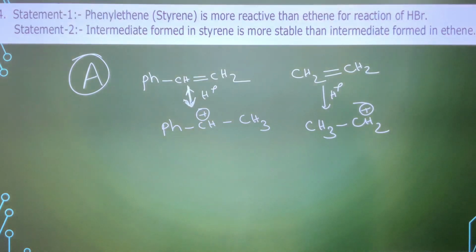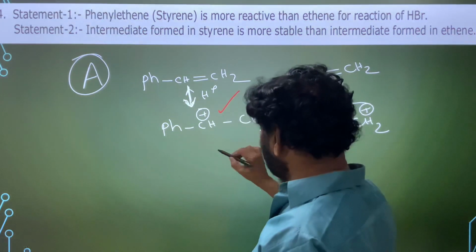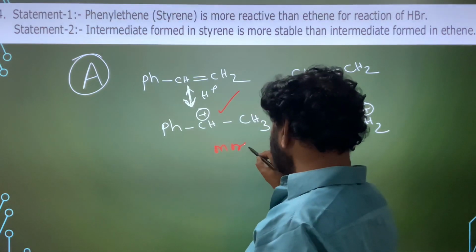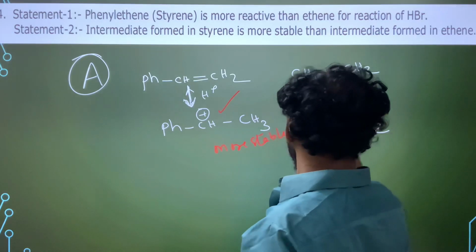It depends on the stability of the carbocation. This is the benzyl carbocation, see, more stable. This is more stable. Relatively, this is less stable.